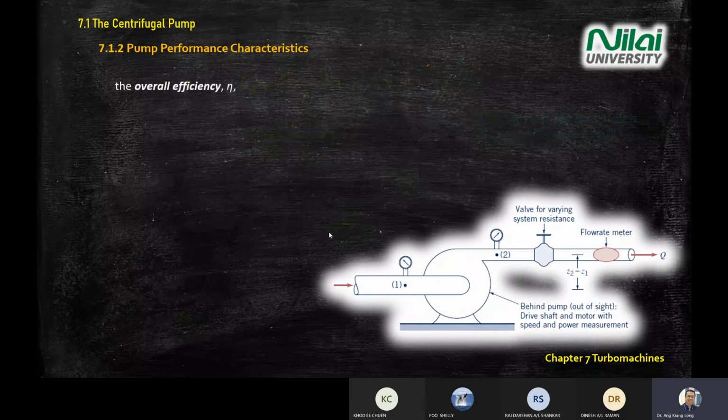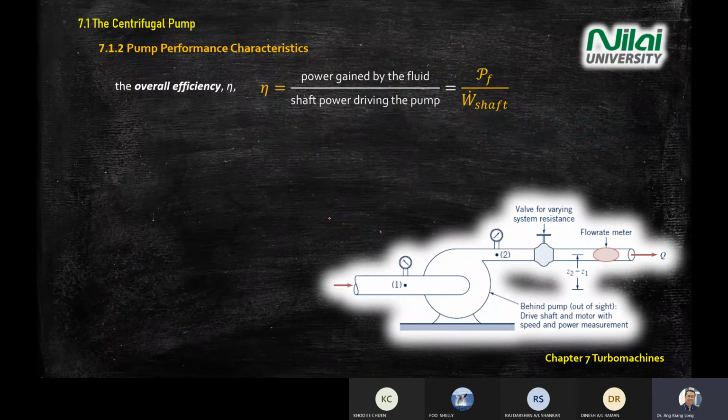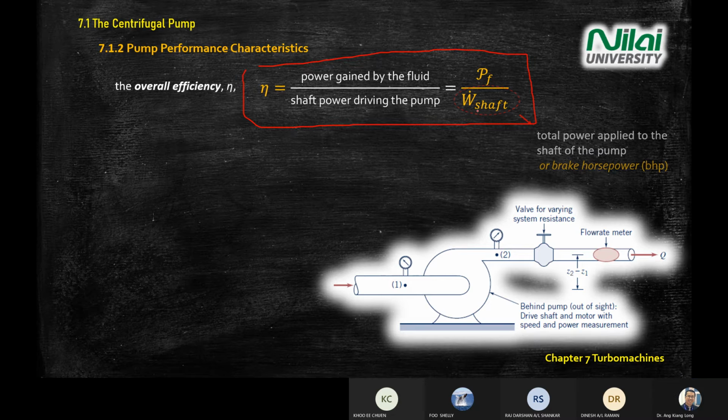All right. Then another one is overall efficiency, which is also an important formula. Overall efficiency, you take power gained by the fluid divided by shaft power. So P sub F divided by omega, capital W dot, means power of the shaft. Okay.